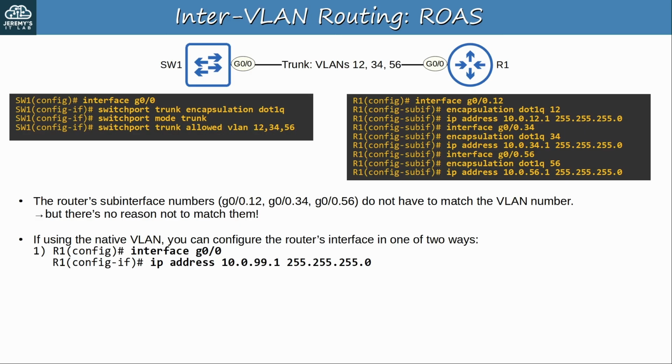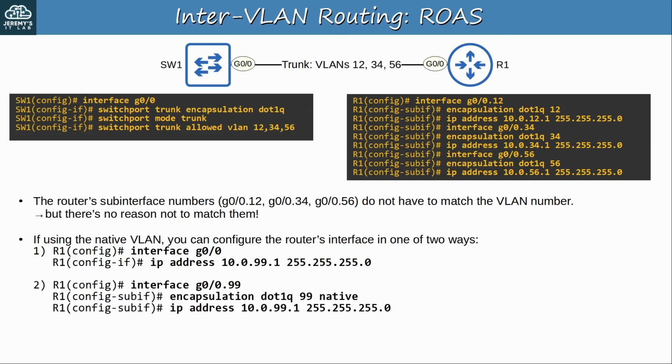The first method is to configure the IP address for the native VLAN directly on the interface itself, not a sub-interface. Traffic to and from this interface will be untagged. The second option is to configure a separate sub-interface for the native VLAN, specifying native at the end of the encapsulation dot1q command. Okay, that's all for router on a stick.